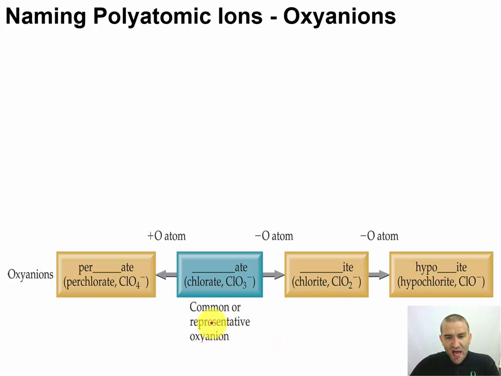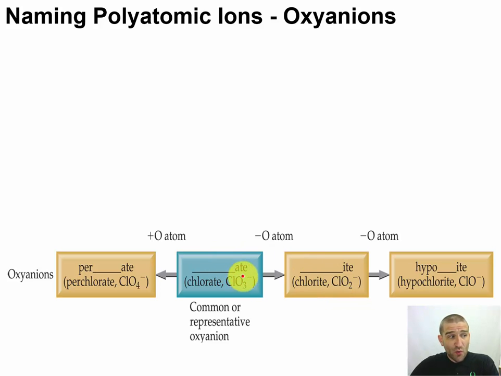Now, our most common, or the one that we pick as our representative oxoanion if we happen to have a bunch of ones possible, is going to get the ate ending. If you have one fewer oxygen, it gets the ite ending. So chlorate is the common one out of the chlorine family. Chlorite is the less common one.